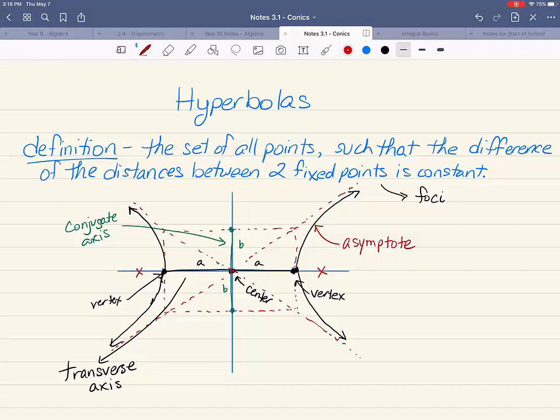They are on the same line as the transverse axis, but beyond it, inside the curves of the hyperbola. So the distance from the center to the focus, here's a focus, that distance is C as it was before. Now on the ellipse, the focus was on the inside. On the hyperbola, it's kind of on the outside. It's outside of the box.